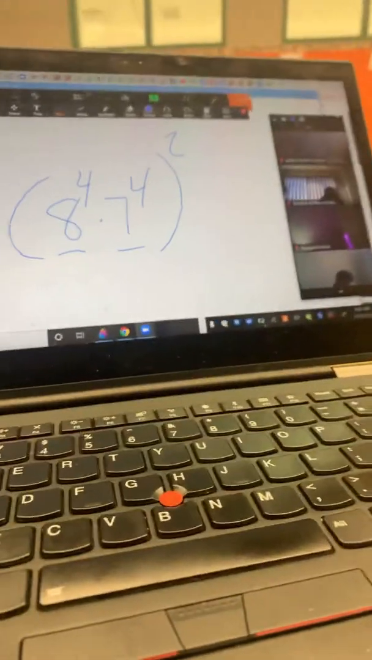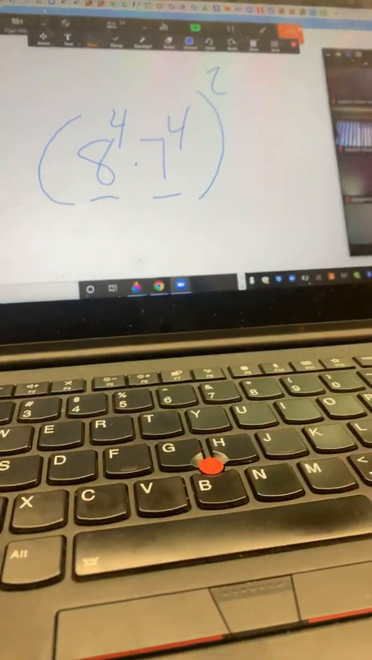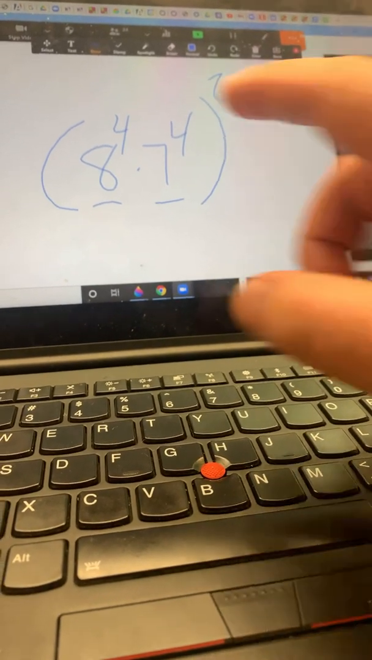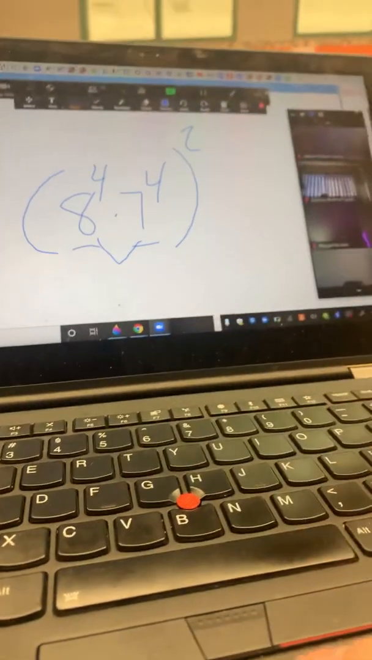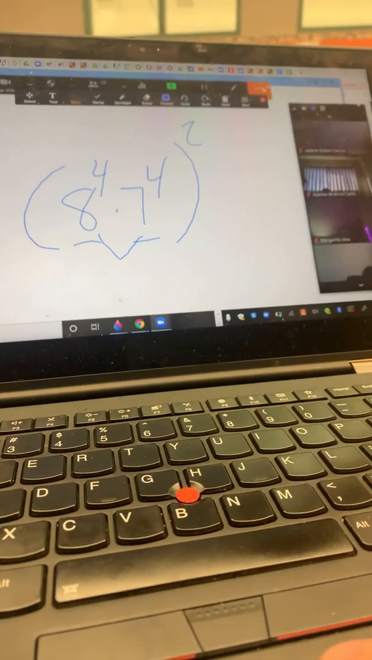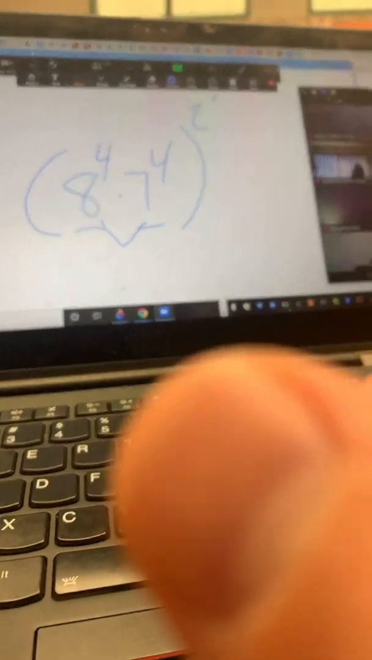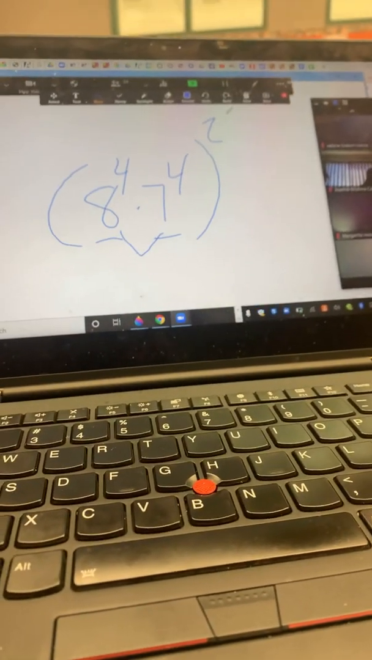Since the bases are different, we cannot just drop them down, right? What do we have to do? We have to multiply them. What is 8 times 7?